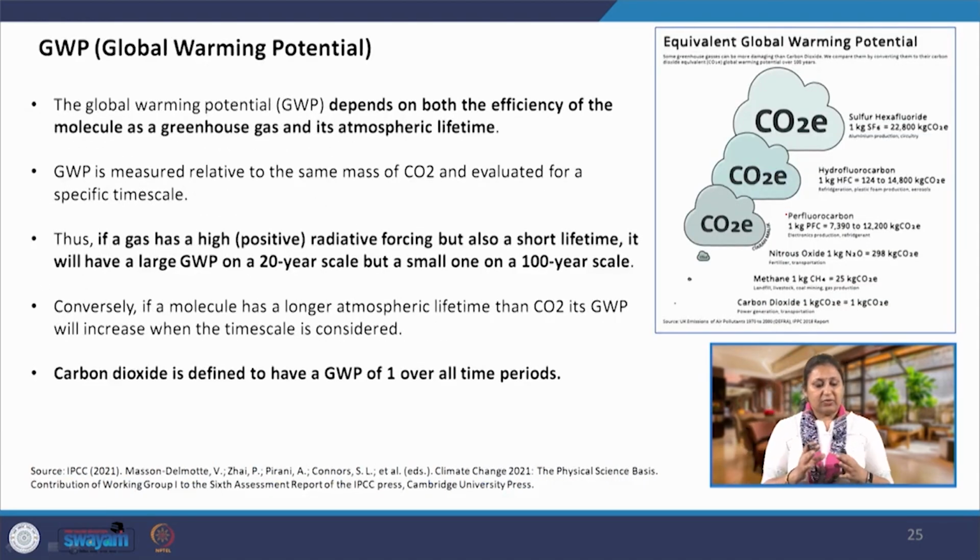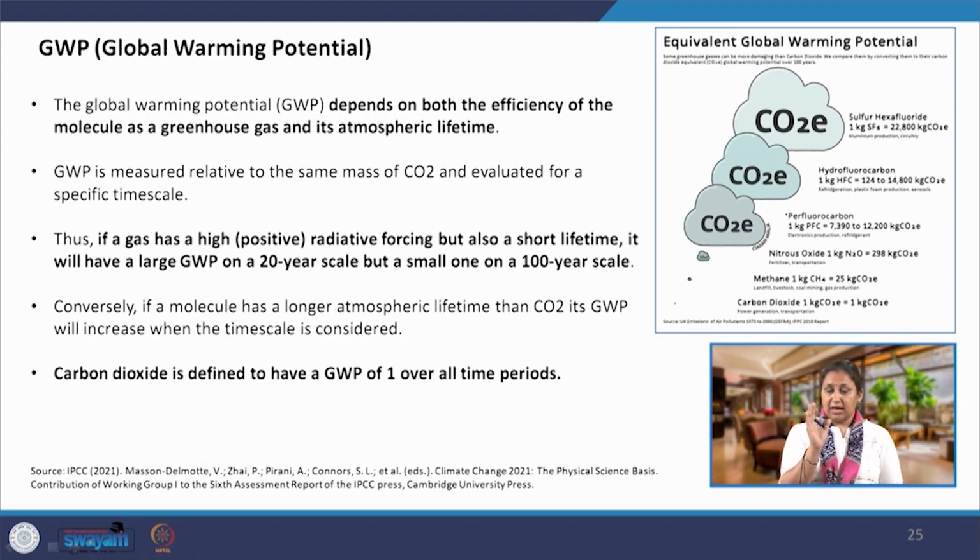Now, when the radiative forcing and atmospheric lifetime are brought together, that is what gives us the global warming potential. So, it depends upon the efficiency of the molecule as a greenhouse gas and also its atmospheric lifetime.